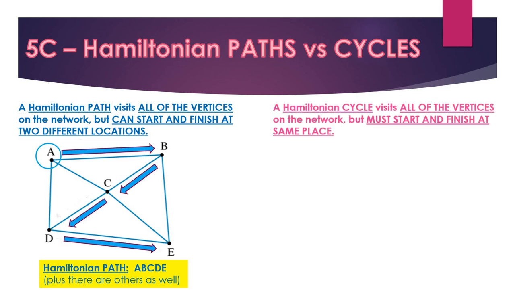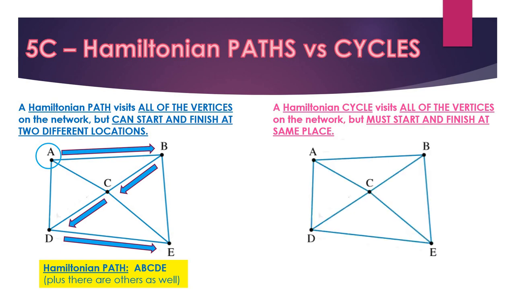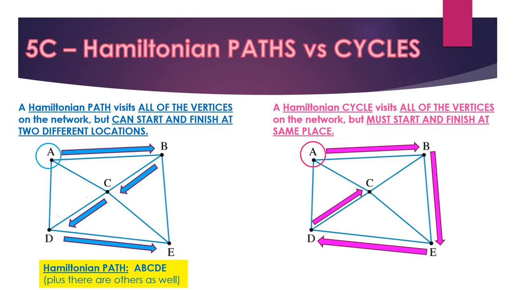Now, to do a Hamiltonian cycle, it's the same thing. We have to make sure we visit all of those vertice dots, but we've got to start and finish at the same place. We can't finish and start at 2 different places. Okay, so for that same network to do a Hamiltonian cycle, we could start at A and go across to B, then we'll go down to E, then we'll go across to D, then we'll go up to C, then we'll go back to A where we started. So we started at A and we've kind of looped around here in a loop, and we've ended up back at A.